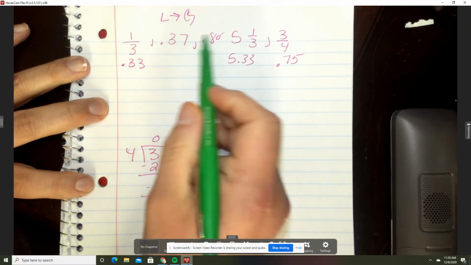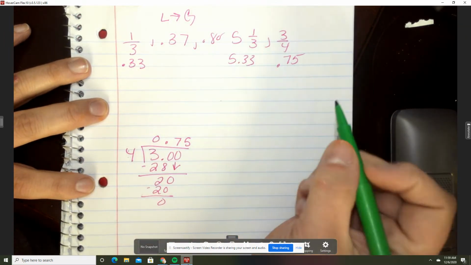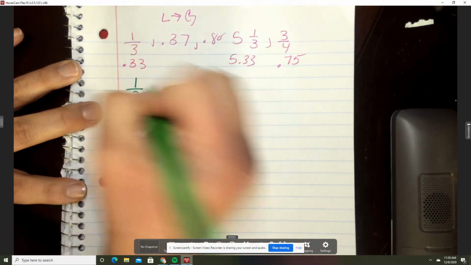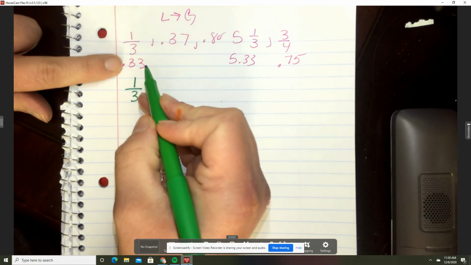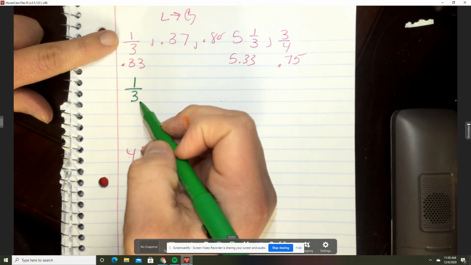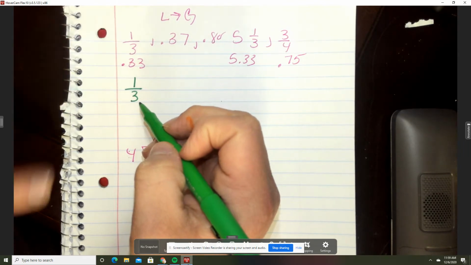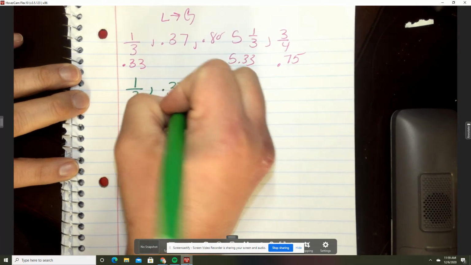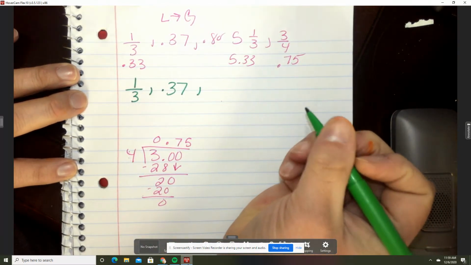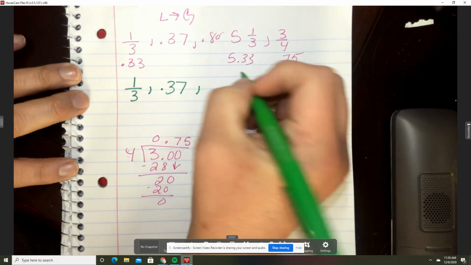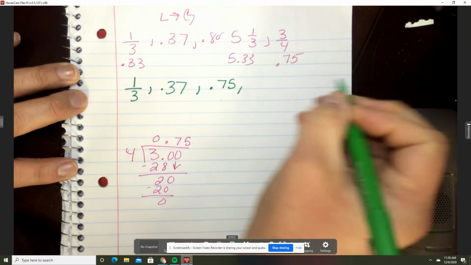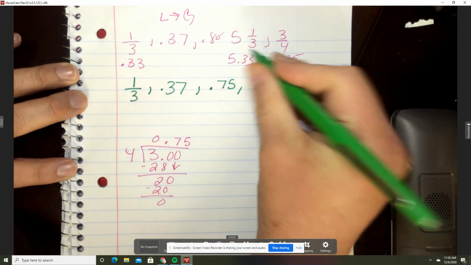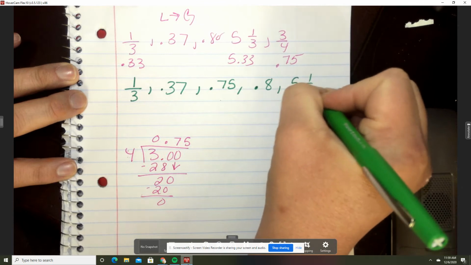Looking at my decimals to find which one is the smallest, that's going to be 1/3. We only use the decimal for ourselves. So when we put our answer, you want to make sure you put whatever form it was given to us. So we put the fraction form back. Then we've got 37 hundredths. That was a decimal given to us, so we just used that. Then we're going to have 3/4 because it was 75 hundredths. Then 8/10 was the decimal that they gave to us. And then 5 and 1/3.